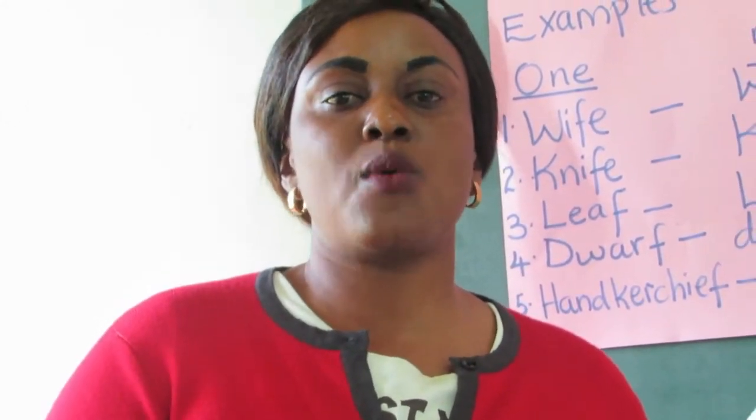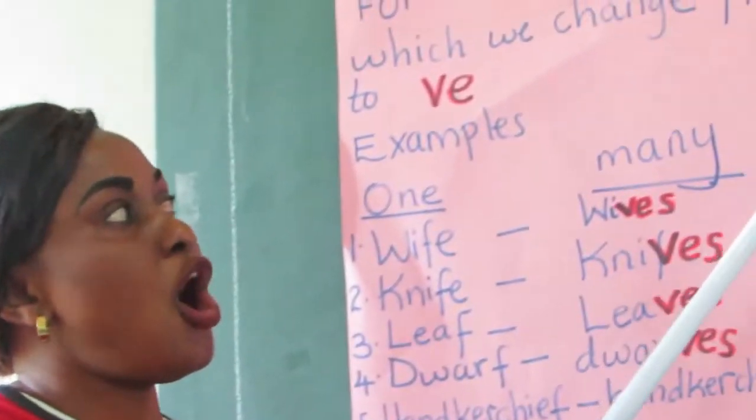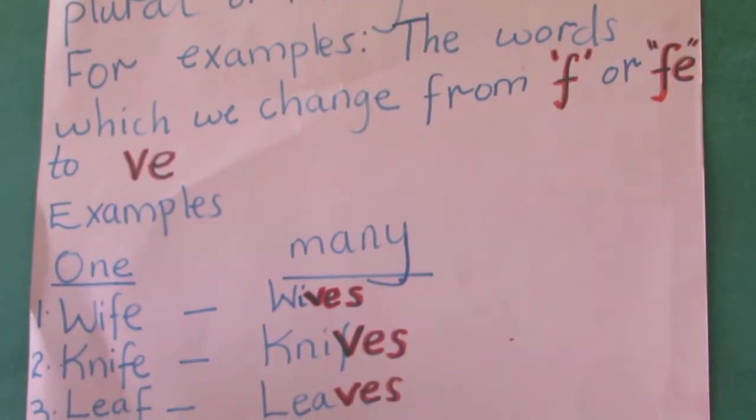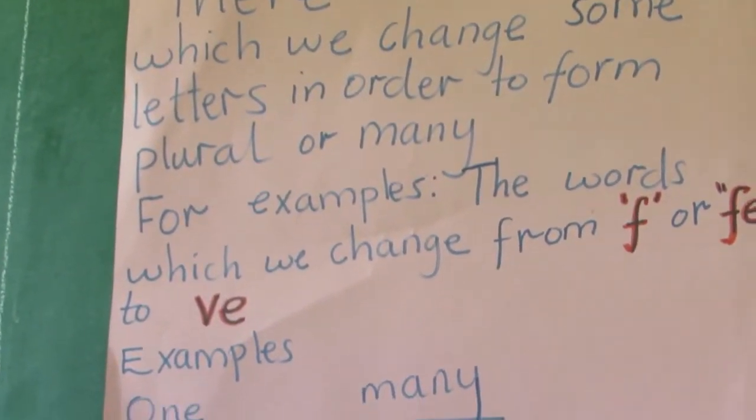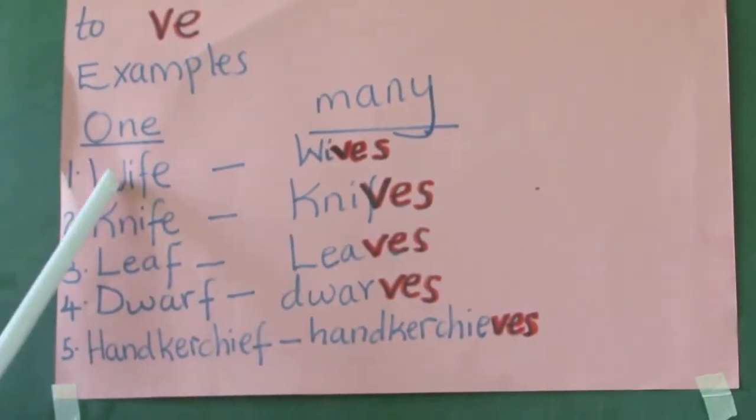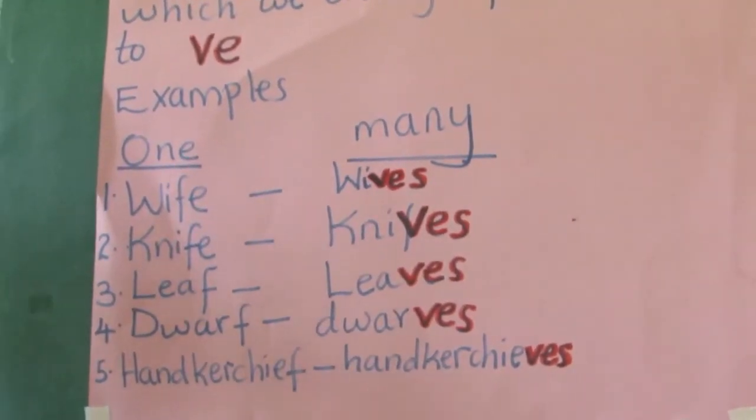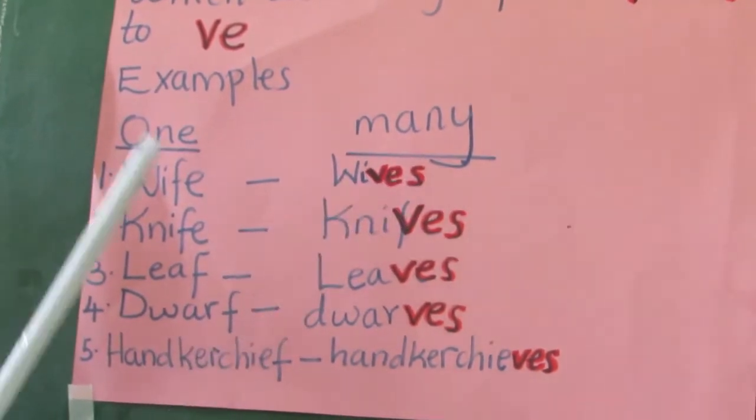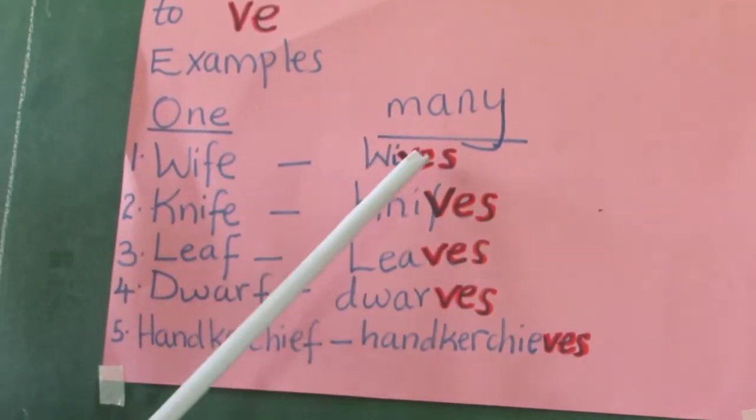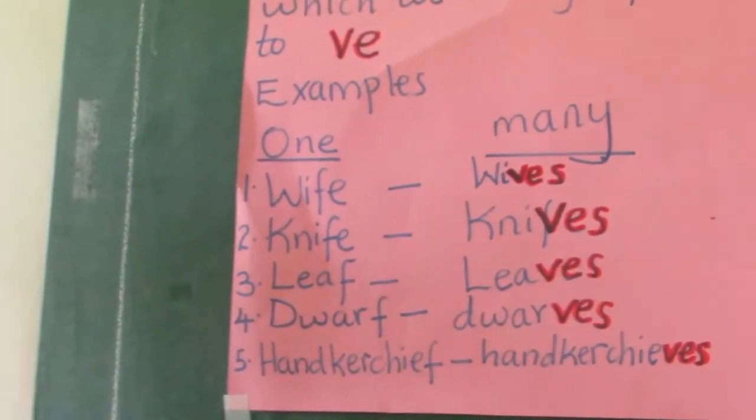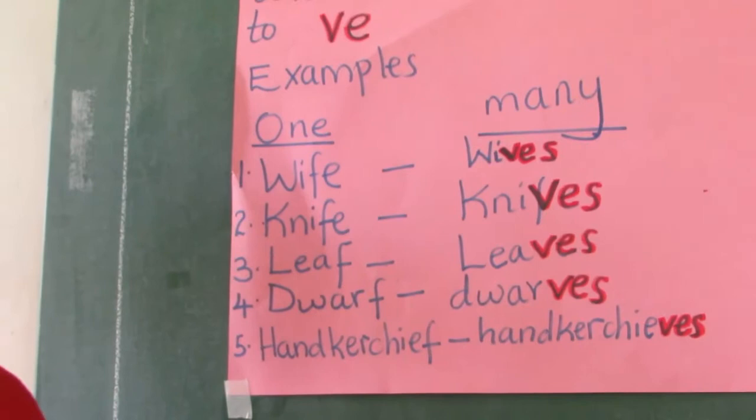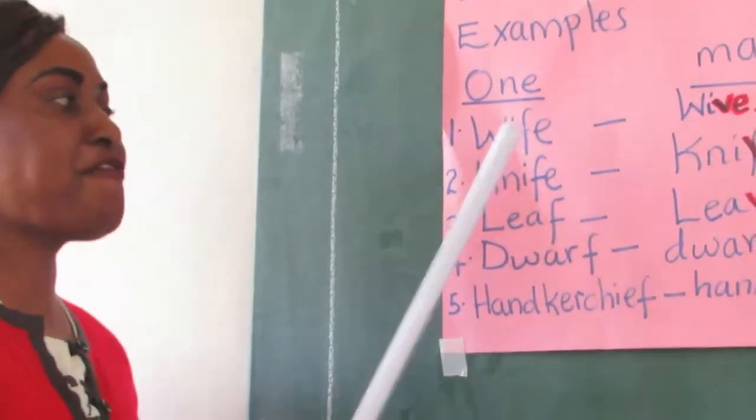Good. Now let us see the words which have F or which have FE. We change them to VE in order to get plural, or many. Let us see the words. For example, one wife, class, wife. We drop this FE and add VES to make them many. One wife, many wives, class, wives. Good. Number two, we have the word knife. I think all of you know the knife which we use to cut things. One knife, many knives, class, knives.